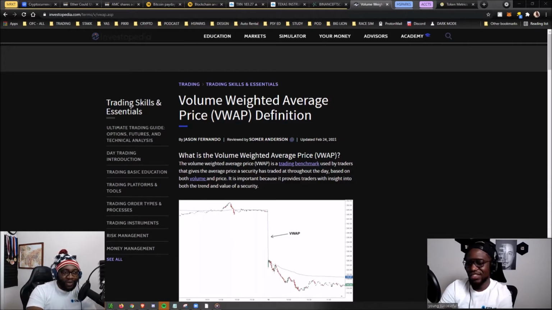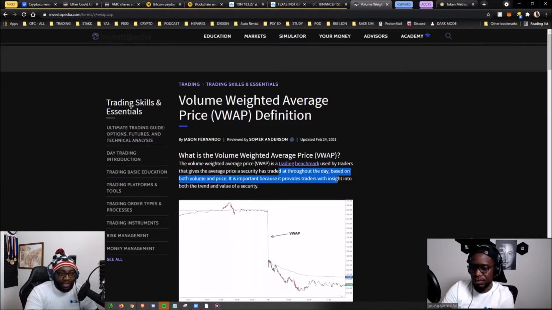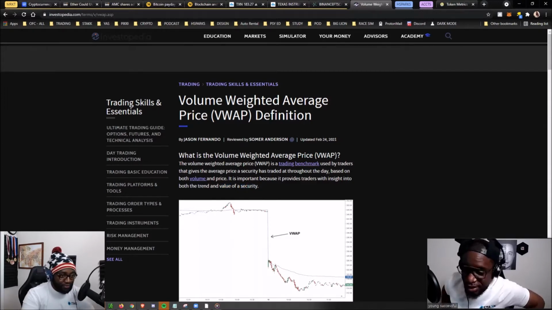But either way, let's jump into this. We're talking about VWAP today. VWAP is your volume weighted average price. The volume weighted average price, VWAP, is a trading benchmark used by traders that gives the average price a security has traded throughout the day based on volume and price. It is important because it provides traders with insight into both the trend and value of a security, which we'll call stocks in this case.